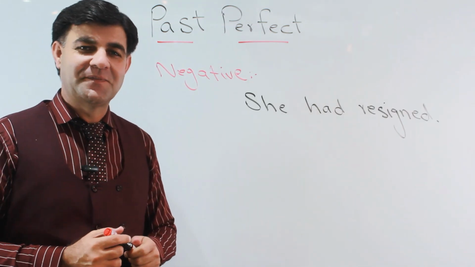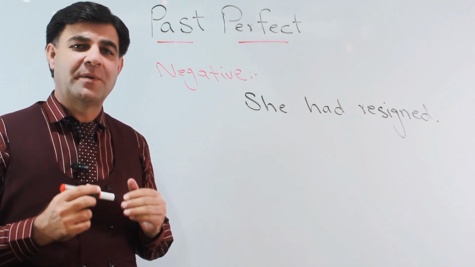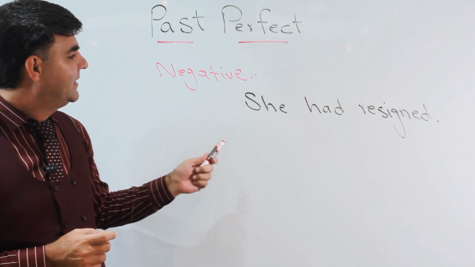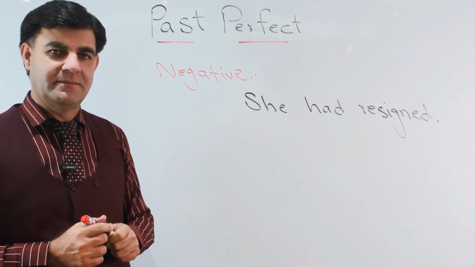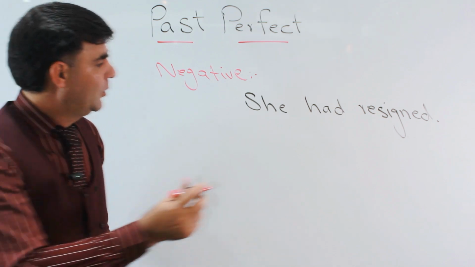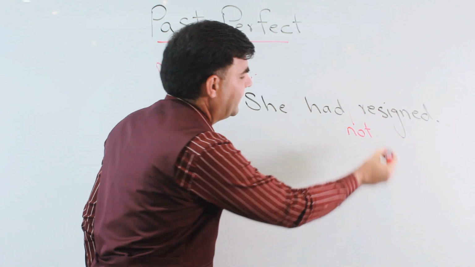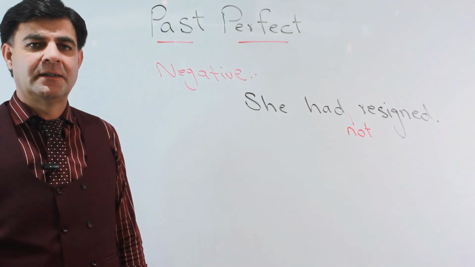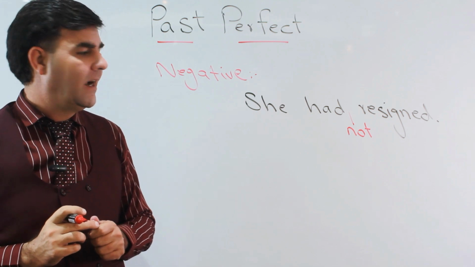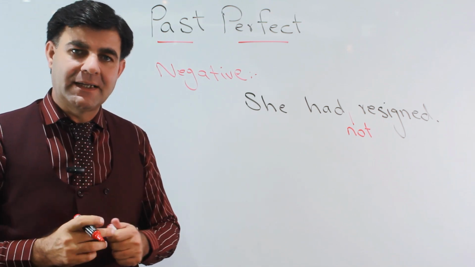The next one, negative. How to make past perfect tense negative. The formula is: she had resigned. So if you want to make the sentence negative, you have to put not after the auxiliary verb had. So see now, she had not resigned. The sentence will be automatically negative.